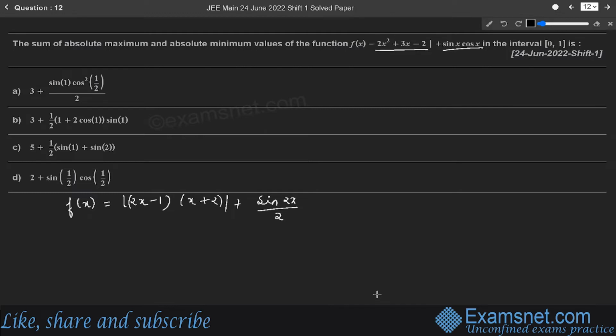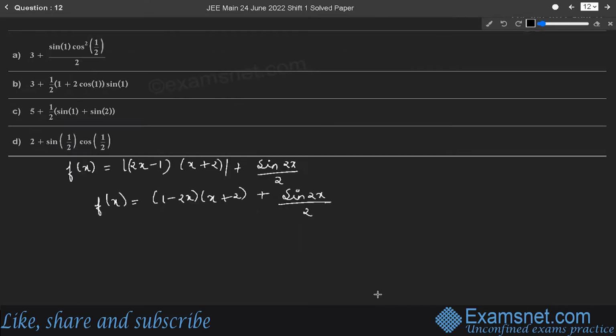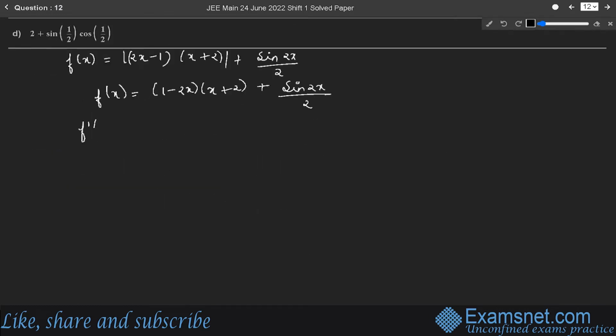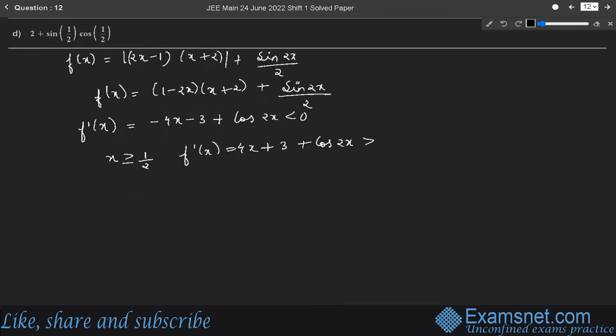Here, x lies between 0 and 1 by 2. So, f of x can also be written as 1 minus 2x and x plus 2 plus sine 2x upon 2. Now, f dash x will be equal to minus 4x minus 3 plus cos 2x, which is less than 0. Now, when x is greater than or equal to 1 by 2, f dash x will be equal to 4x plus 3 plus cos 2x. It is greater than 0.